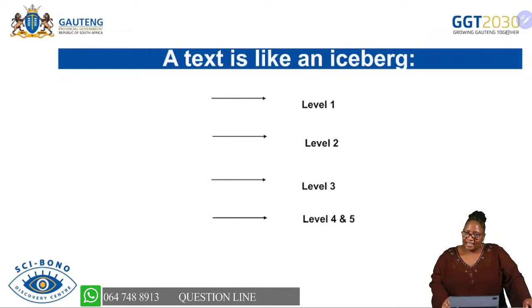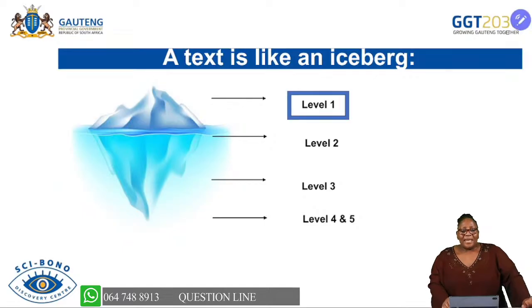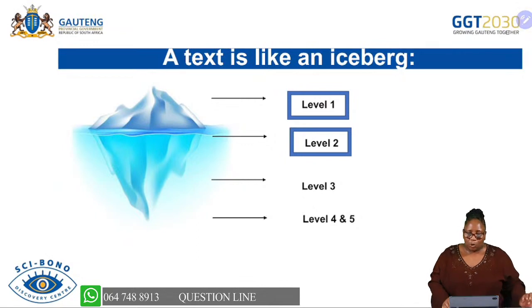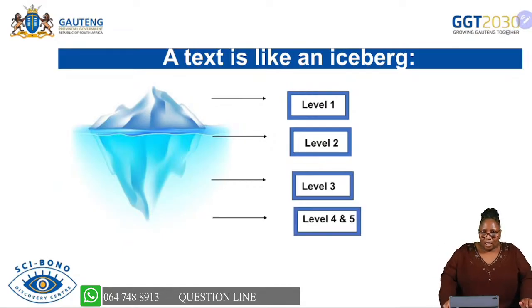When you study literature, every text or extract is like an iceberg. You know what an iceberg is, learners? It's found in the sea. It's a big mountain-like object made up of ice, and it is covered in water. The bottom layer is level 4 and 5. The middle one is level 3. The upper level is level 2, and we have level 1. That is the one that you can see as you approach the iceberg.